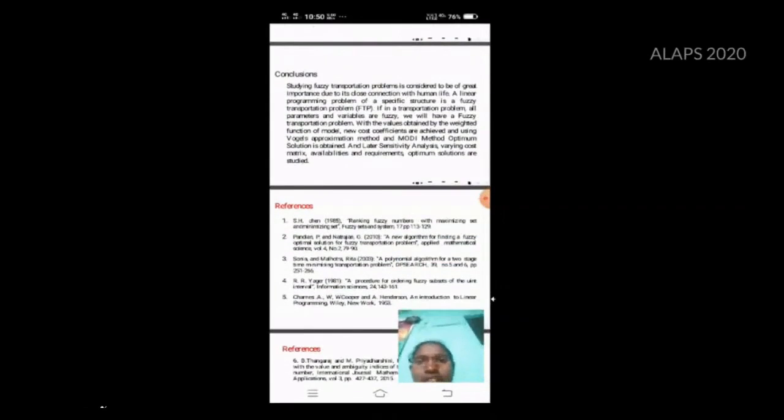Conclusions. Studying fuzzy transportation problems is considered to be of great importance due to its close connection with human life. A linear programming problem of specific structure is a fuzzy transportation problem. If in a transportation problem all parameters and variables are fuzzy, we will have a fuzzy transportation problem with the values obtained by its weighted function of model.